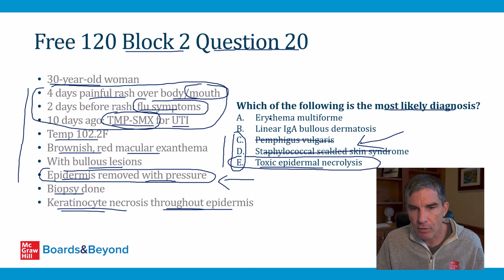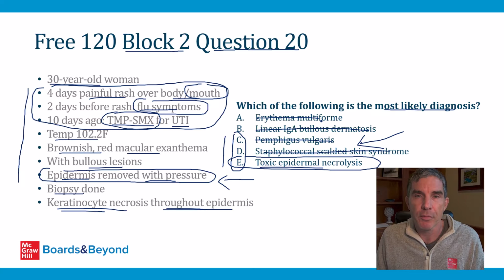And then as to the other wrong answers, erythema multiforme does not cause Nikolsky sign, so this cannot be the correct answer. It presents with target lesions. They are always going to describe target lesions in a case of EM. And then answer choice B, linear IgA bullous dermatosis. I've never heard of this before. I had to look it up. It's another autoimmune type condition related to IgA antibodies. It's not triggered by a sulfonamide antibiotic, and it's not associated with Nikolsky sign.